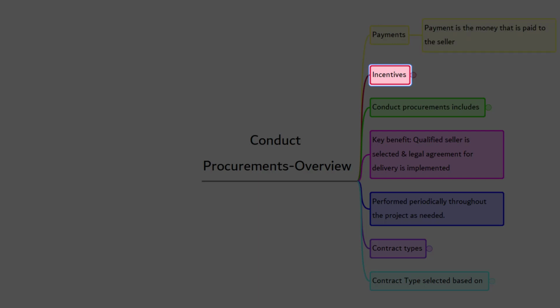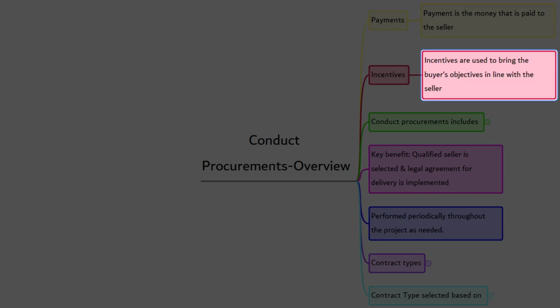Let's talk about the incentives. The buyer's focus will be on total cost, performance, schedule, or a combination of these, whereas the seller is usually focused on the profits to be made from the project. Incentives are used to bring the buyer's objectives in line with the seller's. The buyer will provide an additional fee if the seller meets certain schedule, cost, or other project performance. It's designed to motivate the seller's effort towards the benefit of the project. I'm sure you already relate this to the incentives in place in your organization or in your team.